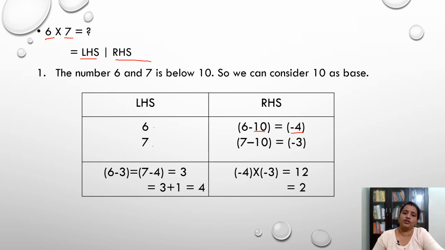Next, what do I have to do? I have to find my RHS by multiplying these two difference values which I have received. So my values are minus 4 into minus 3. Minus 4 into minus 3 is equal to plus 12. Minus into minus will always give a positive answer. A negative number into a negative number will give a positive answer. A positive number into a positive number will also give a positive answer.